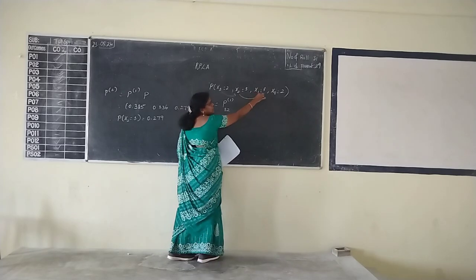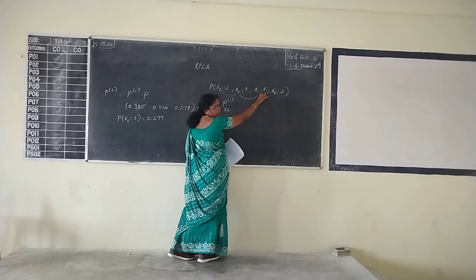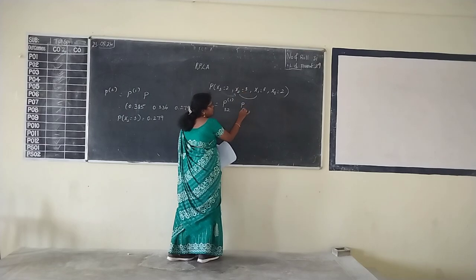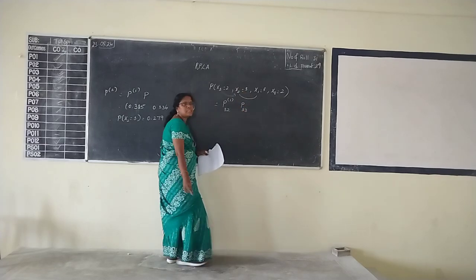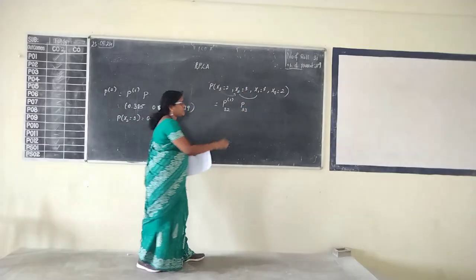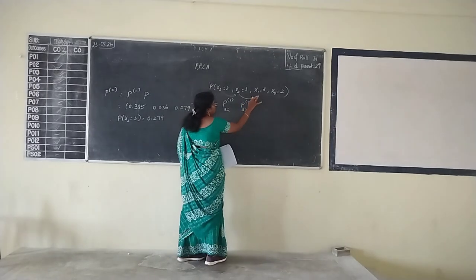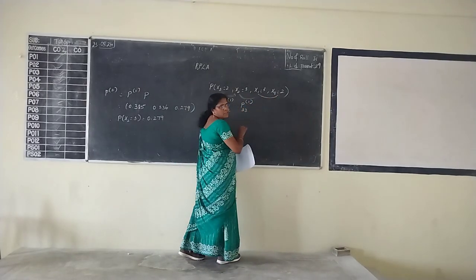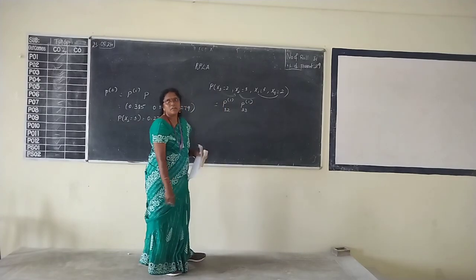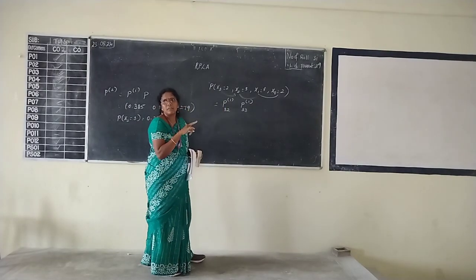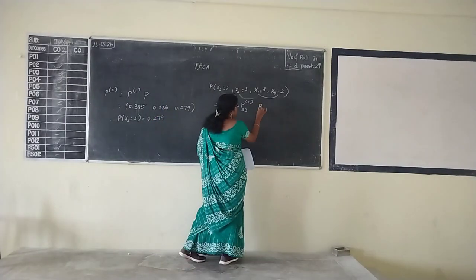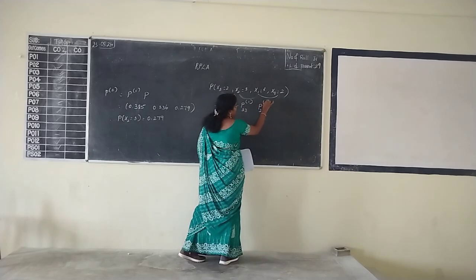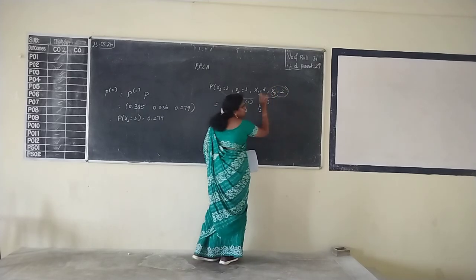So already you are in which state? Third. Again you are going to move on to third. So how do you write? P33. How many steps are involved? 1 step. Now for this one, it is going to depend on the next one. So what is the state? From 2 you are going to 3. So you write it as P23. How many steps? 1.